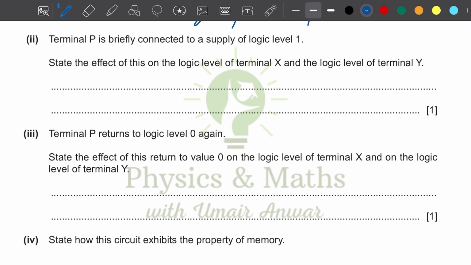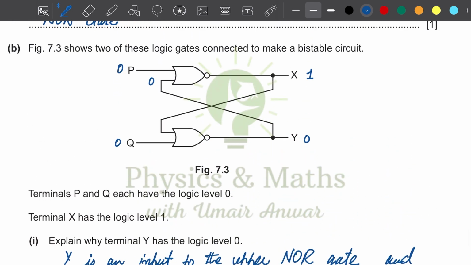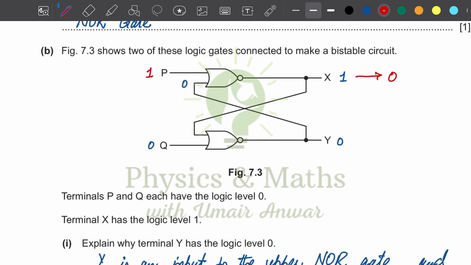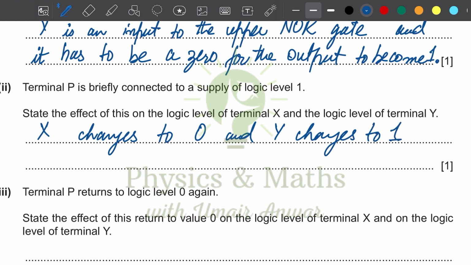State the effect of this on the logic level of terminal X and the logic level of terminal Y. So now the terminal P is briefly connected to 1. So I'm changing it and this terminal becomes 1. Now when this becomes 1, the X would become 0. So this 0 would become the input for the lower NOR gate, and when both the inputs are 0, the output of the lower gate would change into a 1. So I'm writing the answer here that X changes to 0 and Y changes to 1 because of this change.